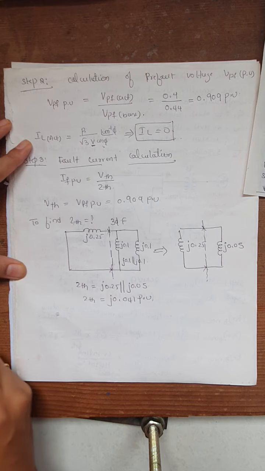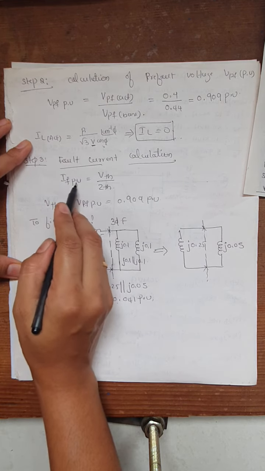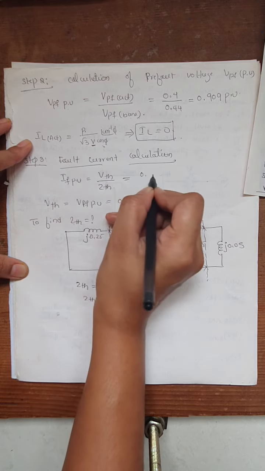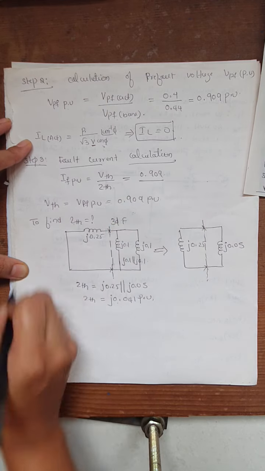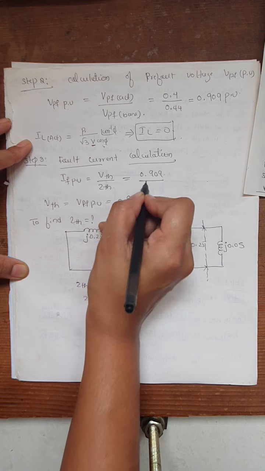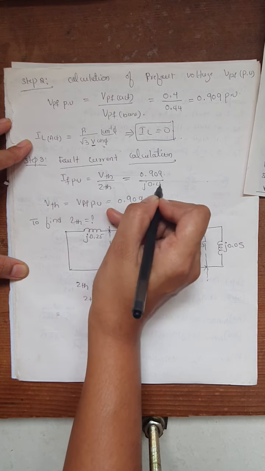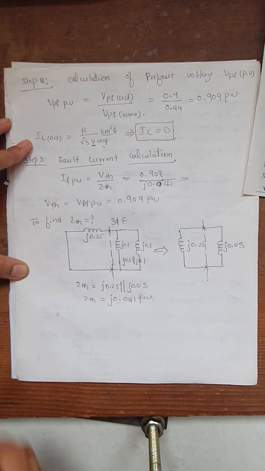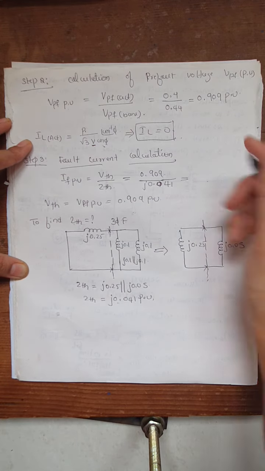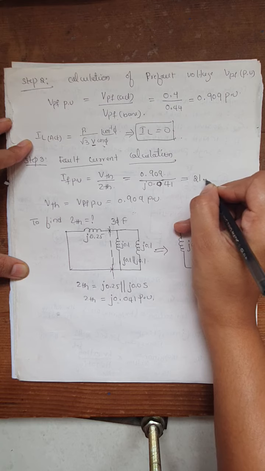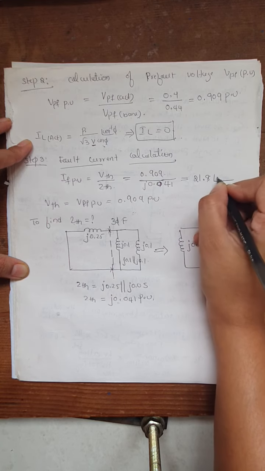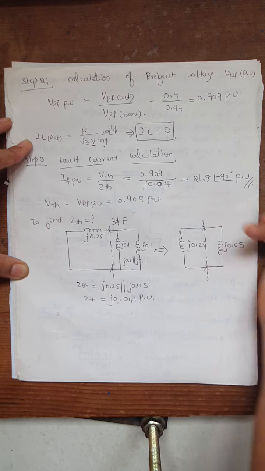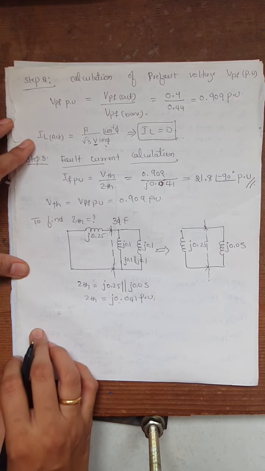Now we can substitute this answer in the IF formula. VTH is 0.909 divided by ZTH, which is J0.041. After substituting this, we'll get the answer for the fault current as 21.8 at an angle of minus 90 degrees per unit. So this is the required answer.